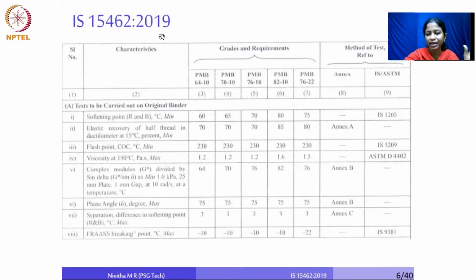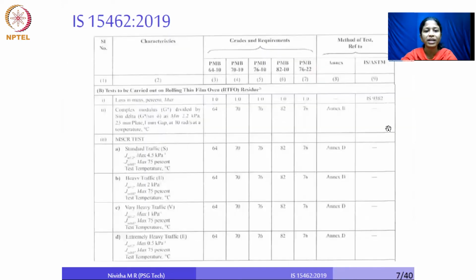So for all the grades of bitumen, the phase angle is limited to a maximum of 75 degrees. Then we also have separation, which is the difference in softening point and frost breaking point, as present in the previous version. Now let us look at the tests which are supposed to be carried out on the rolling thin film oven residue, which is nothing but the RTFO residue.